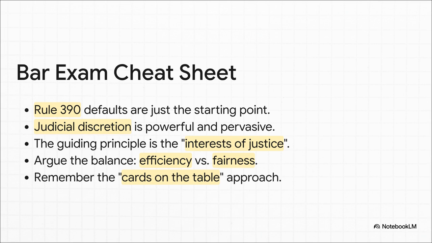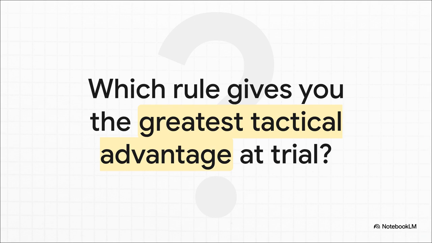Fourth, your arguments are almost always going to be a balancing act between things like efficiency and fairness, or cost and credibility. And finally, never forget the cards on the table approach, especially when you're dealing with Rule 393 and physical evidence. So, I'll leave you with this question to think about. As a future barrister, which one of these rules do you think offers the biggest tactical advantage in a trial? Is it playing with the defaults in 390, using remote evidence under 392, managing disclosure with 393, or maybe pulling in old evidence with 395? And more importantly, how are you going to use it to win?